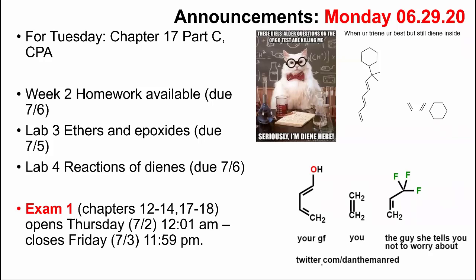All right, so for tomorrow, we're going to finish chapter 17, part C, and that will just be a wrap up of pericyclic reactions. And then we have homework week 2 available that is due next Monday. And then your labs for the ethers and epoxide lab 3, that one we've already covered the content, so you could start with that one if you wanted to. And then lab 4 is reactions of dienes.